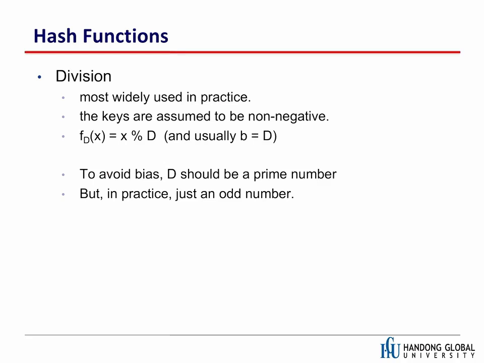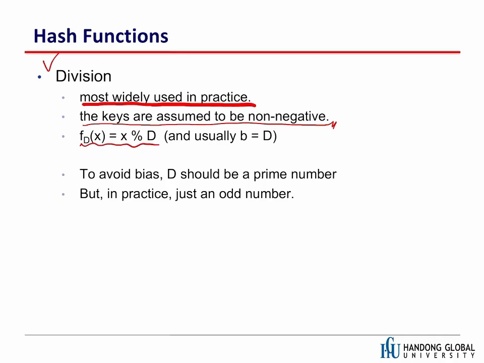Then what kind of arithmetic operations can we apply? The first one is division. This one is really popular because when we have b buckets, we cannot have a number bigger than b, right? So we apply the modulo operation. That's division, and it is the most widely used in practice. Keys are assumed to be non-negative, and we can make non-negative integers. And then we apply the modulo operation.